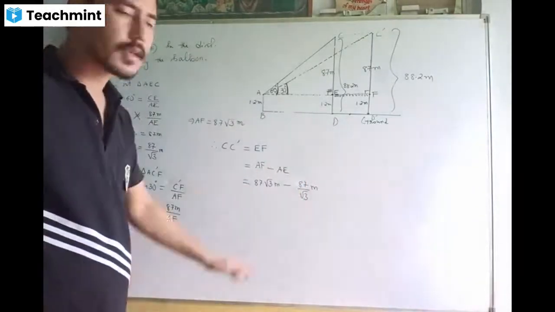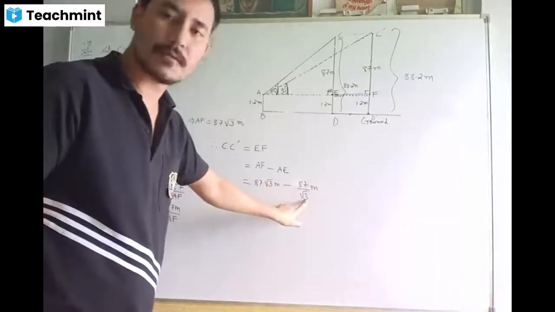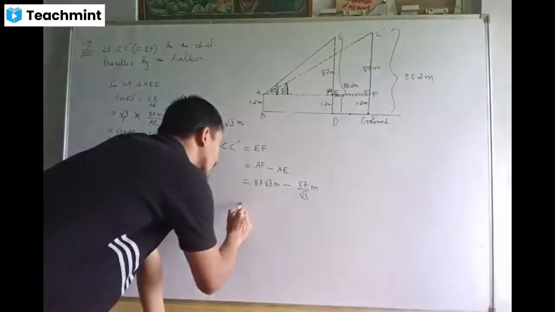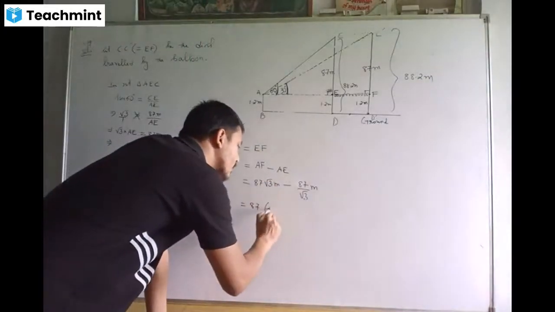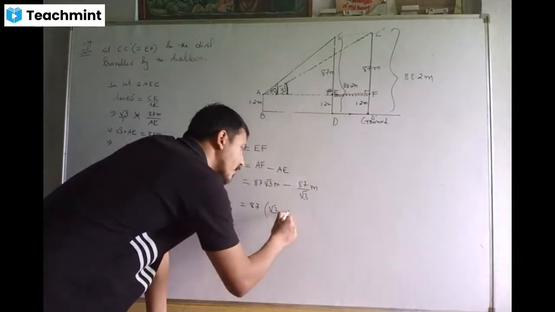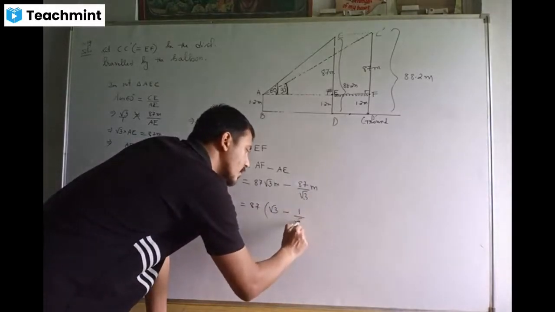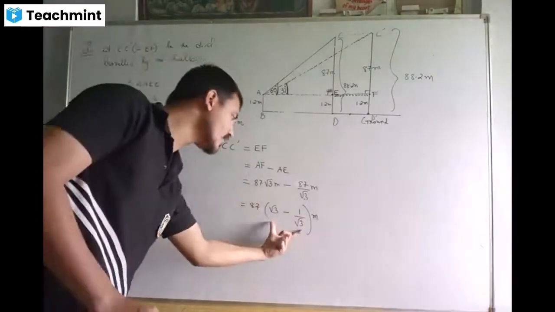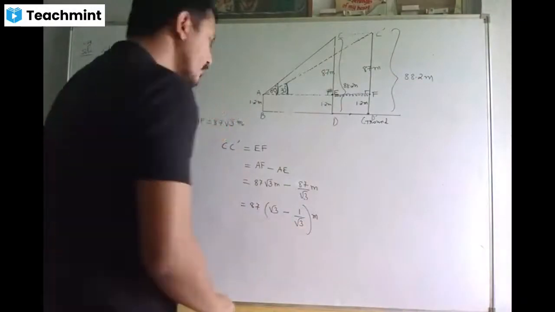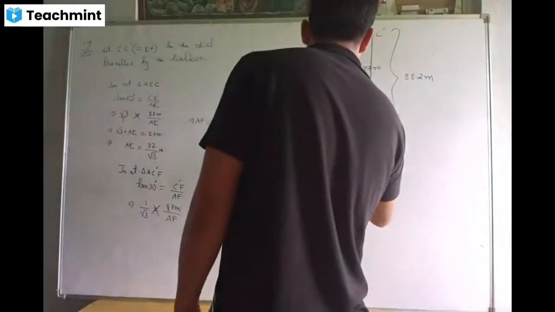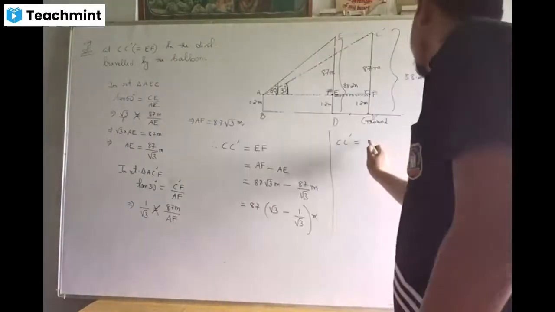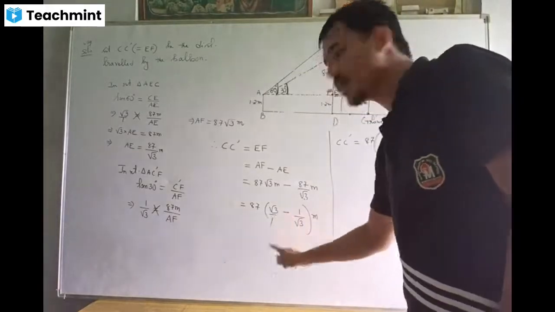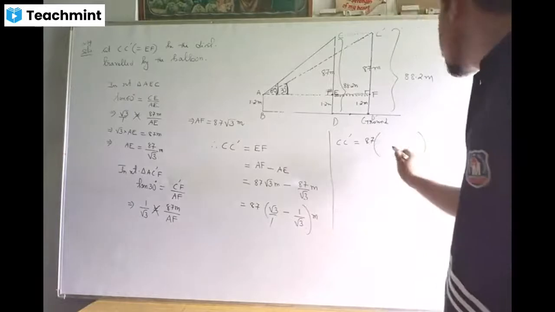Root 3 is not common. Here root 3 is in the numerator. Here square root of 3 is in the denominator. So square root of 3 is not common, okay? But 87 is common. So if we take 87 as common, then we have square root of 3 from the first term. From the second term, 1 upon square root of 3. Now we can solve the terms inside this parenthesis. CC dash is equal to 87, and then you take LCM inside the parenthesis. LCM of 1 and square root of 3 is square root of 3.